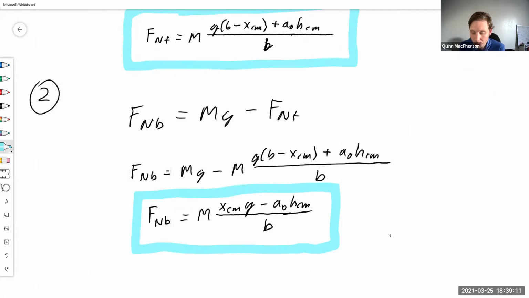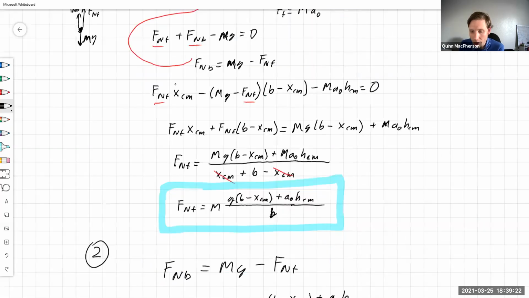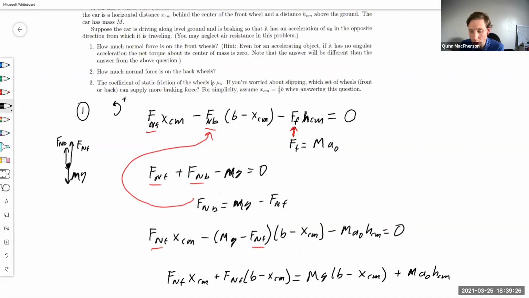Now let's do the final question. Let's go back to what it was. The final question asks us if the coefficient of static friction on the wheels is mu s. If you're worried about slipping, which wheel should you put more force on? Or basically, which set of wheels can supply the most braking force? This is relevant. Imagine, for example, you're putting snow tires on in the winter, and you only have two good snow tires and two bad snow tires. Where do you put your good ones? Do you put your good ones on the front or on the back? Okay.